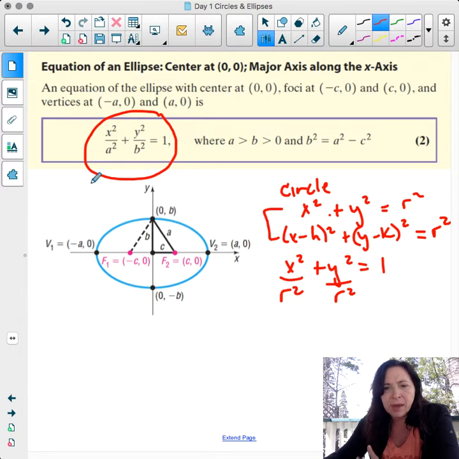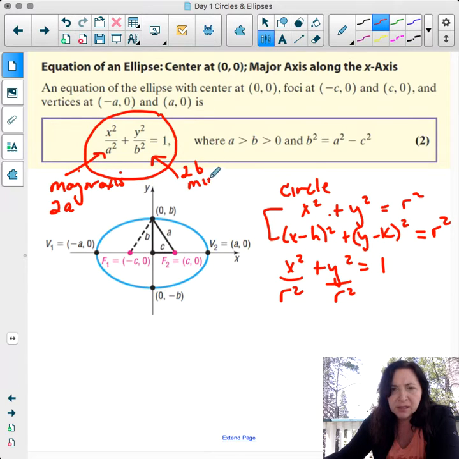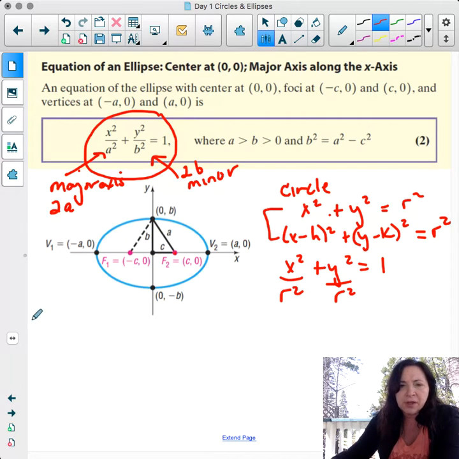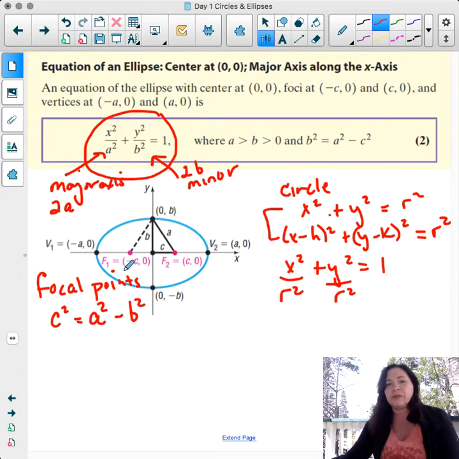Now, remember the a value, which we were talking about on the previous screen, has to be greater than b. That's my major axis, okay? So 2 a's is going to give me my major axis, whereas 2 b's is going to give me my minor axis. And in order to find my focal points here, I would go c squared is equal to my a value squared minus my b value squared. And this is the equation to find my focal points. You're going to need to know that in doing these problems, okay?